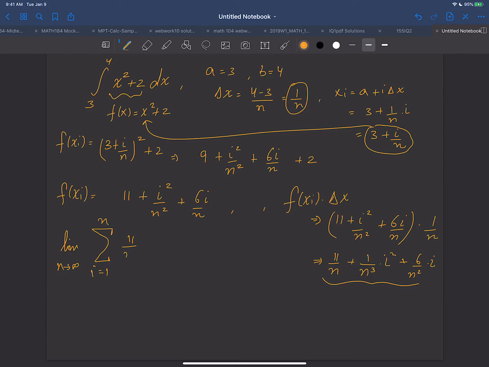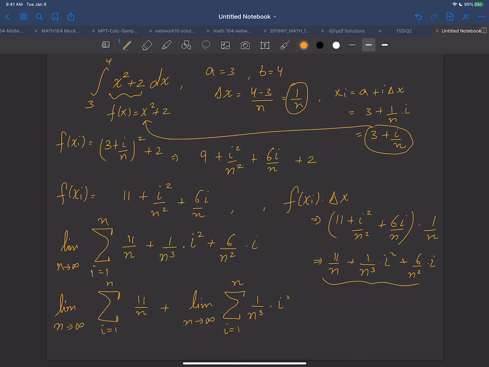Okay, so we're going to get 11 over n plus 1 over n cubed times i squared plus 6 over n squared times i. You can expand this into separate pieces and then evaluate it. Limit of n tending to infinity of 11 divided by n. That's the first piece. Plus limit n tending to infinity of the summation i starting from 1 going up to n of 1 over n cubed times i squared. That's the second piece. Plus the third piece is limit n tending to infinity of summation i starting from 1 up to n of this last piece here, 6 over n squared times i.